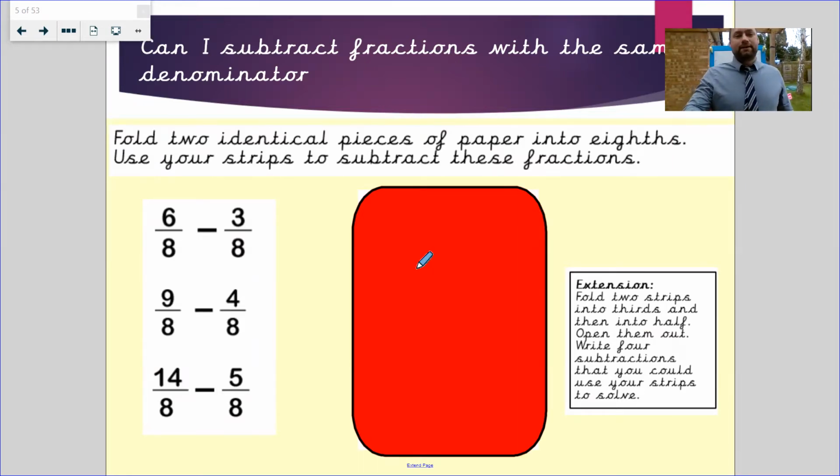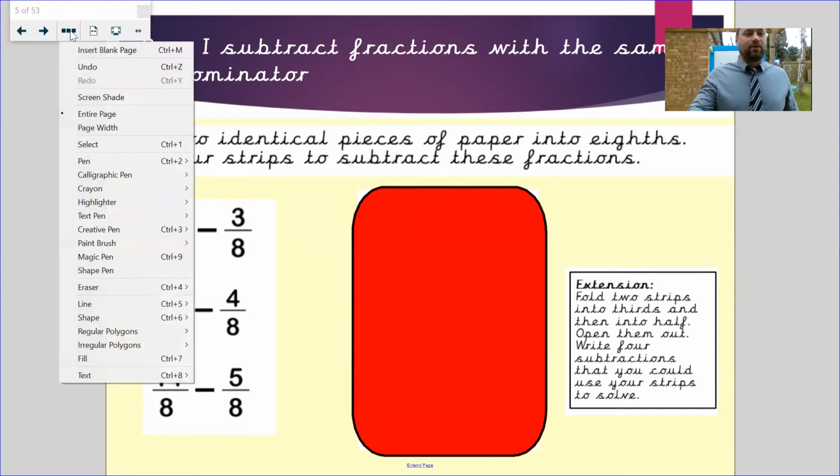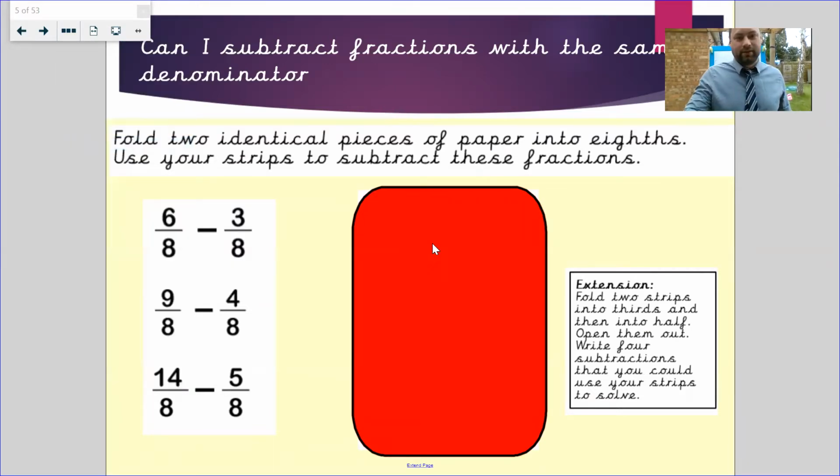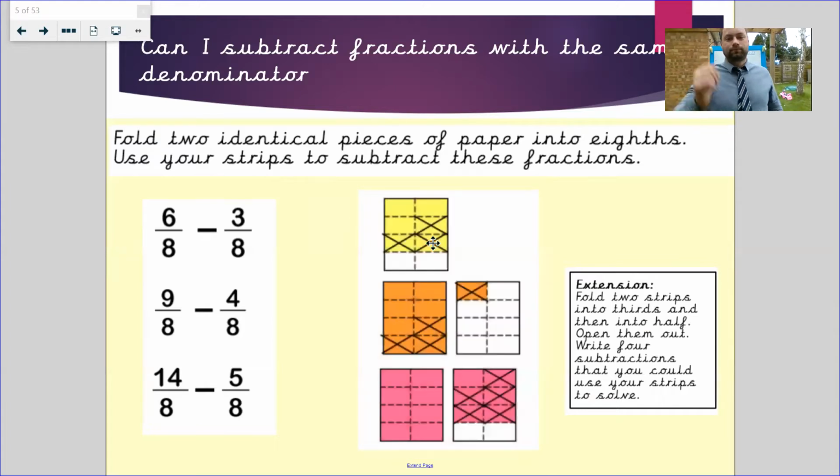Okay, welcome back, guys. We should now be able to see your answers. So let's see how well you've done. For the first question, 6 eighths, take away 3 eighths. You should have got 3 eighths, and you can see here your strips of paper could have looked like this. Your 9 eighths, take away 4 eighths, so you would have had to have 1 whole here. You can see we've taken away 4, and we're now left with 5 eighths.